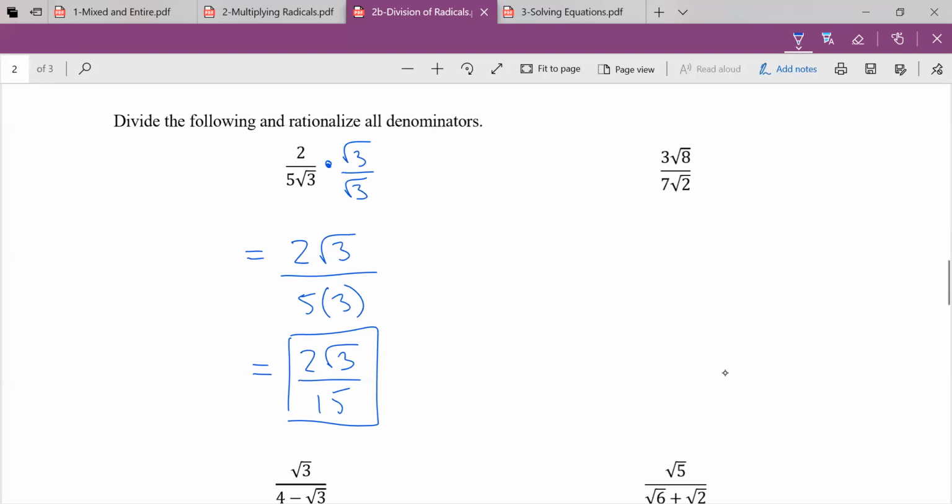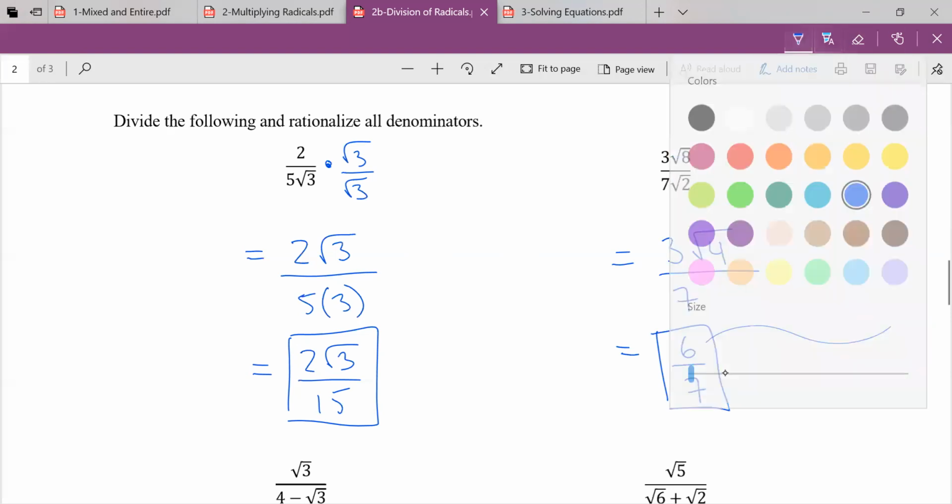Next one. The first thing I want to recognize on the next one is, can I divide? Yes, I can divide. Look at this. I can divide the root 8 and the root 2. So let's do it. Root 8 divided by root 2 is root 4. And the square root of 4, the kids tell me, is 2. And 3 times 2 is 6. There it is. Now, what if you hadn't recognized that you could divide right off the bat?